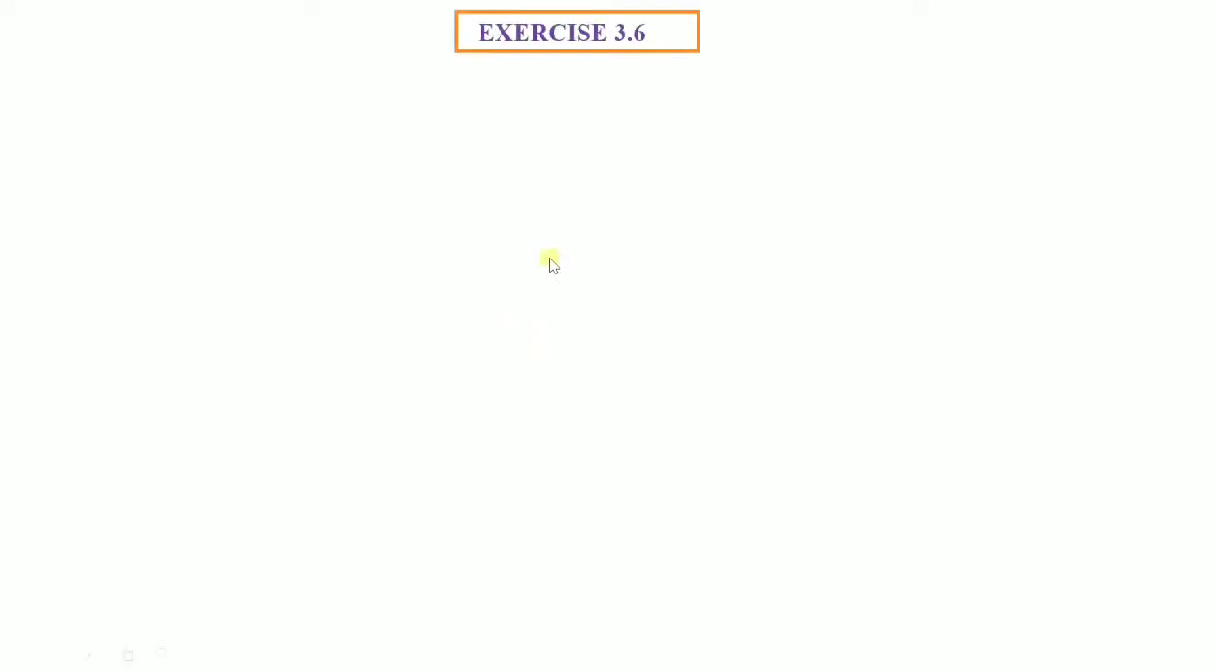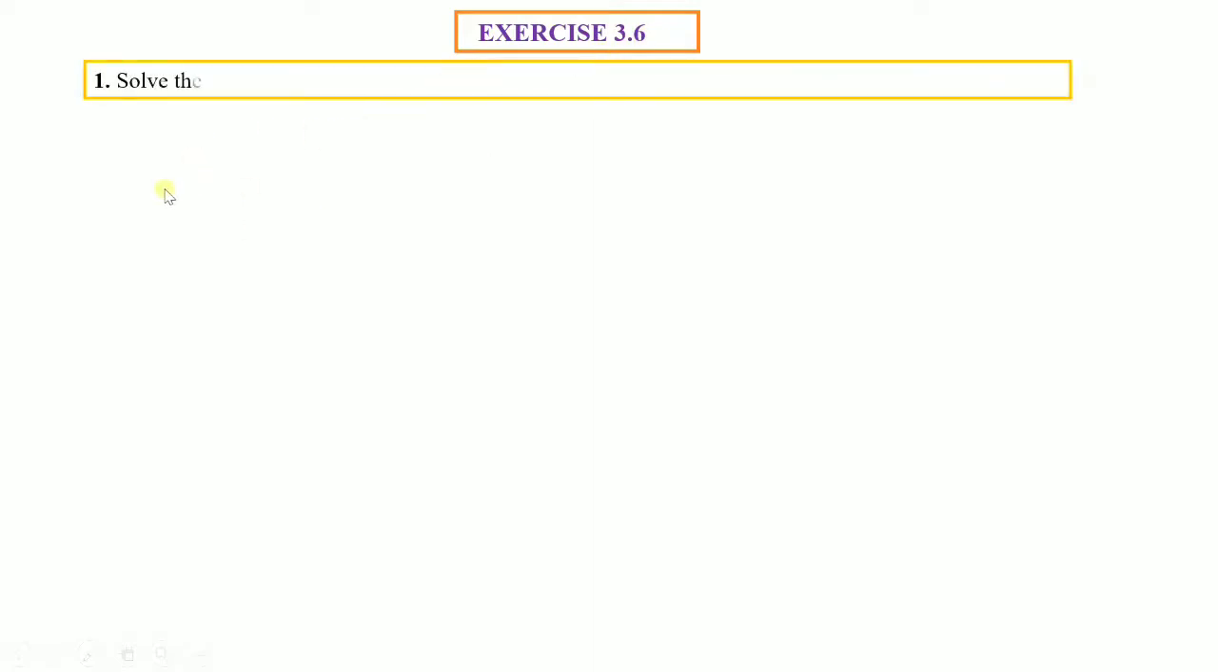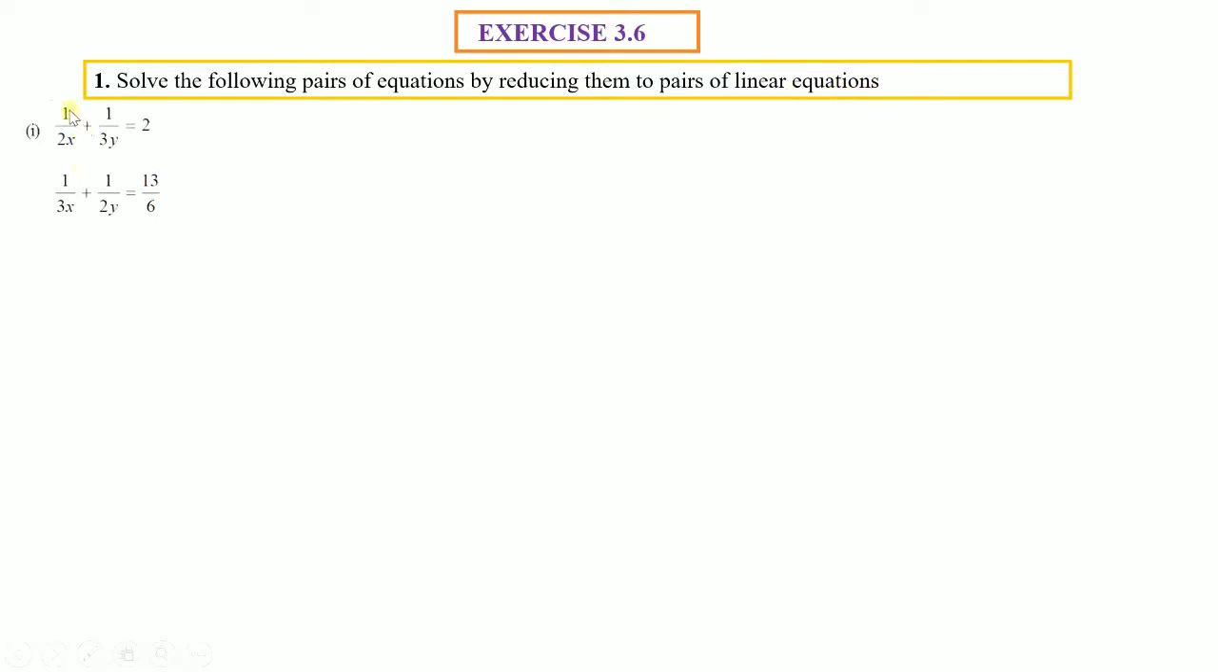So the application of this is exercise 3.6, and I directly take question number 1, and through this question I will explain what these reducible linear equations are. Solve the following pair of equations by reducing them to a pair of linear equations. As you can see, we have variables in the denominator: 1 upon 2x plus 1 upon 3y is equal to 2, and 1 upon 3x plus 1 upon 2y is equal to 13 upon 6.